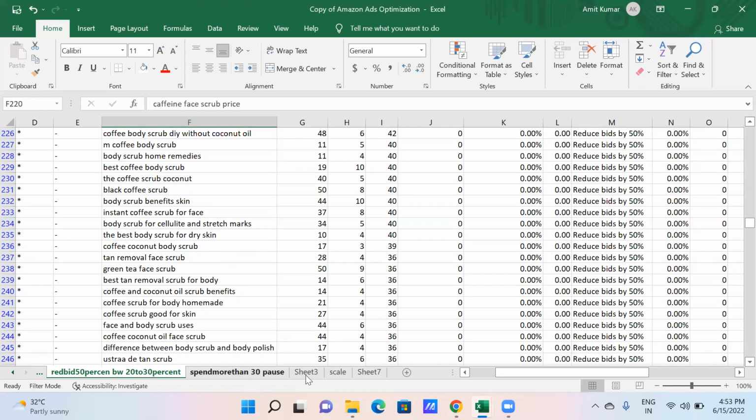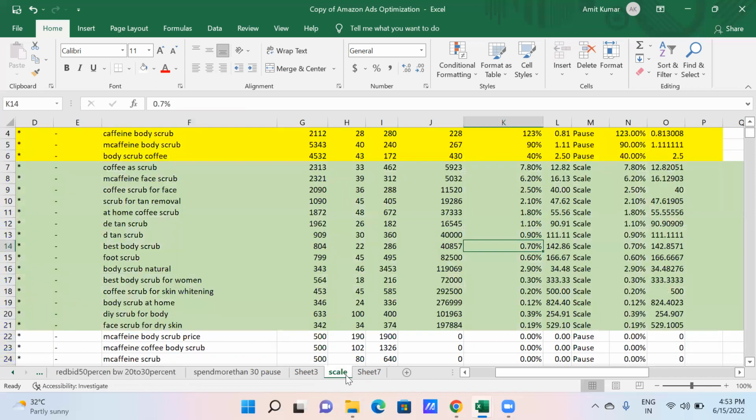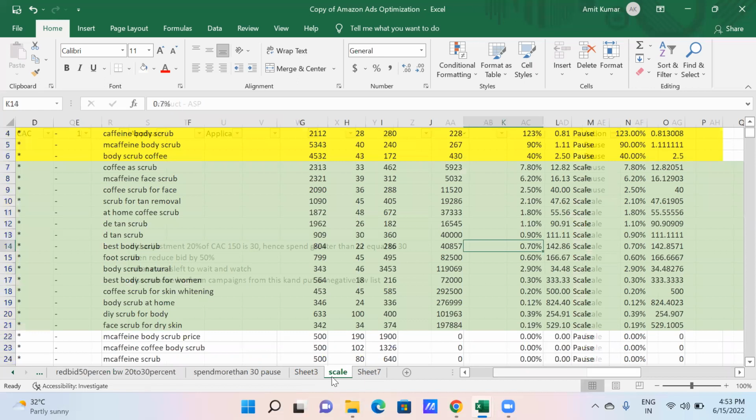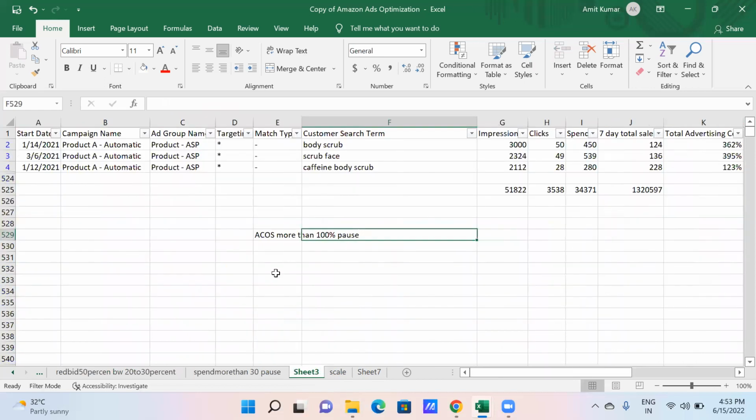Now the last thing is what we need to do for those ads which are less than 30. In that case, we have to wait and watch.